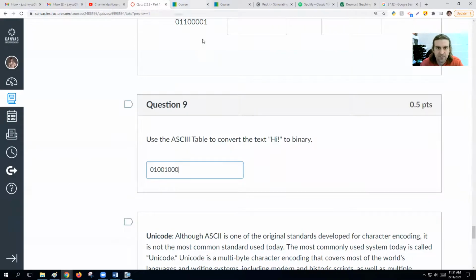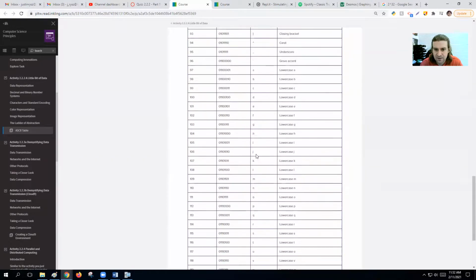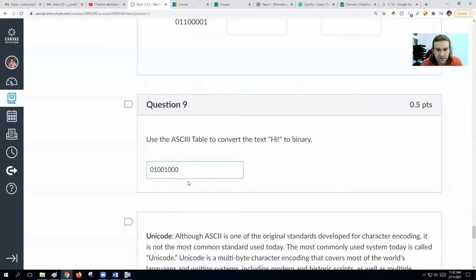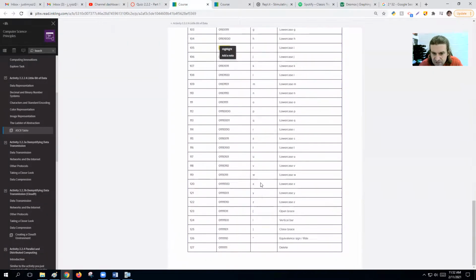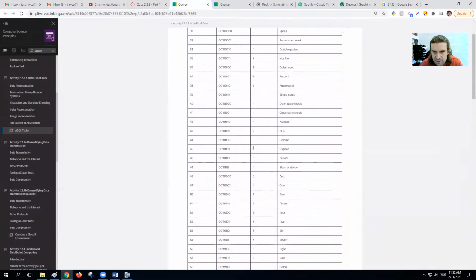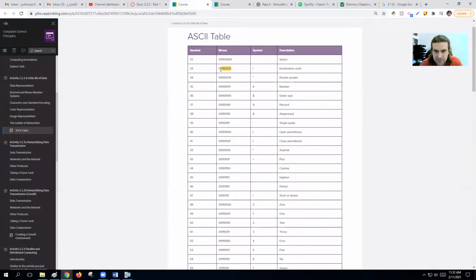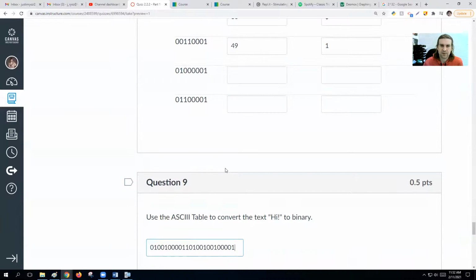Then look for the lowercase i. Where is it? Scrolling down, here are all the lowercase i's. There's the number 105. Paste that in there. And then the exclamation point. Where is the exclamation point? What number is that? Is it up here? Oh yeah, it was one of the first ones here. Control C, and that is 33. There we go. So we convert that to binary.